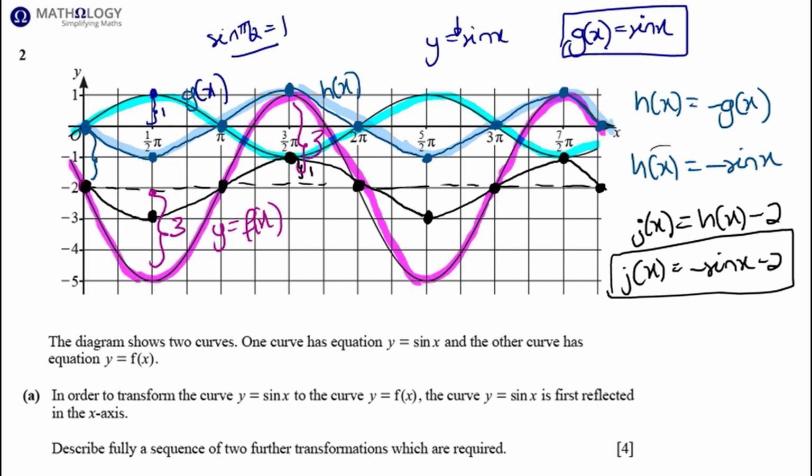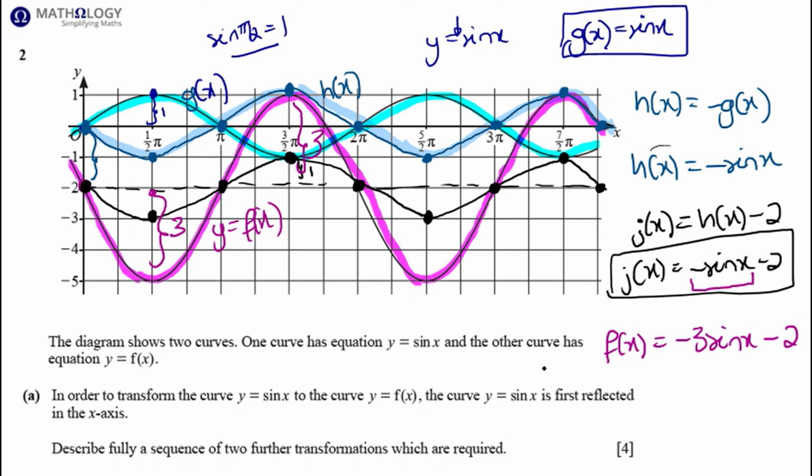That means that we have a vertical stretch of j of x by a scale factor of 3 to give us f of x. In other words, f of x equals 3 times minus sine x, a scale factor of 3 of minus sine x, and then translated 2 units down. So f of x is minus 3 sine x minus 2.